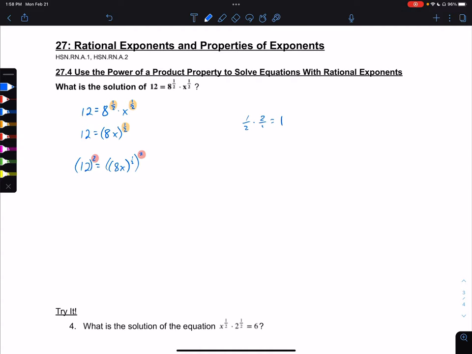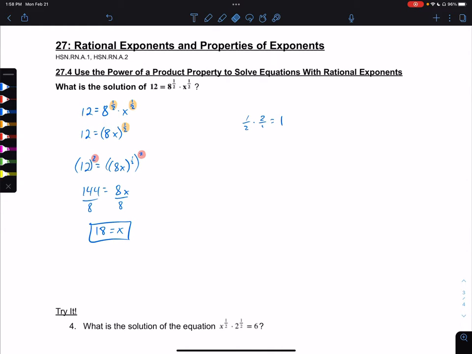The left side would be 12 squared, which we know is 144. The right side, 8x to the 1/2 power raised to the second power, those 1/2 and 2 get multiplied, so it becomes 8x to the first power, which is just 8x. And then this becomes a really simple step where we divide both sides by 8, and then x would be equal to 18, and we have our solution.